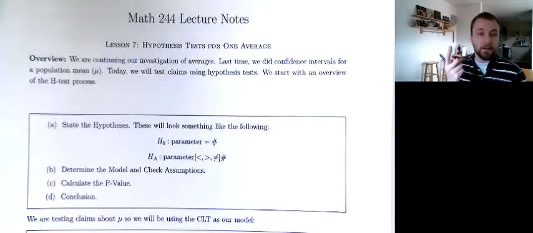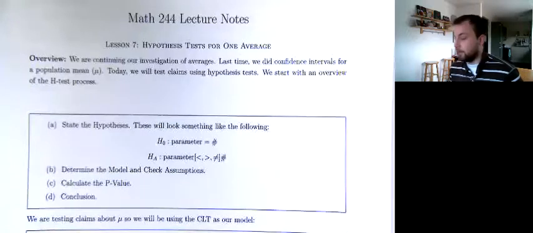We state the hypotheses, we determine the model and check assumptions, we calculate the p-value. The p-value is the likelihood of our sample data or more extreme if the null hypothesis is true. And finally, we come up with the conclusion. If our p-value is low, our null must go. So whenever we have a small p-value, we're rejecting the null hypothesis.